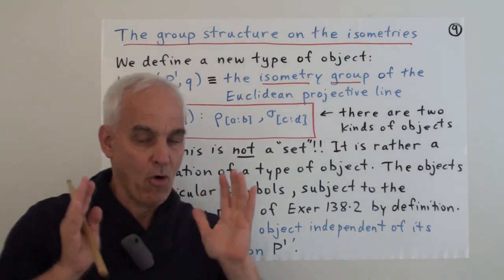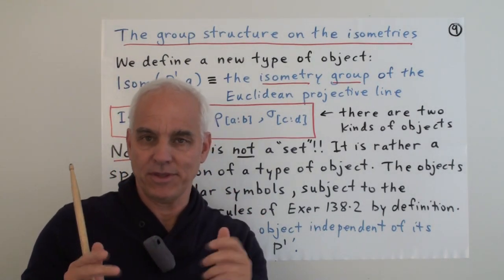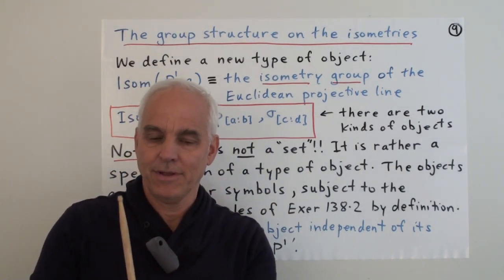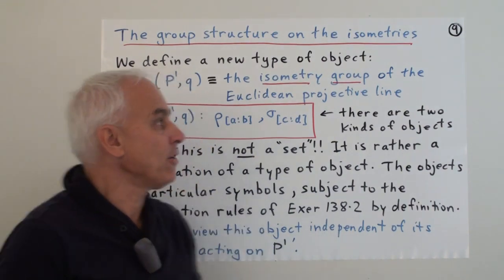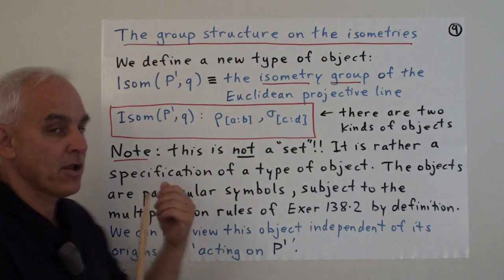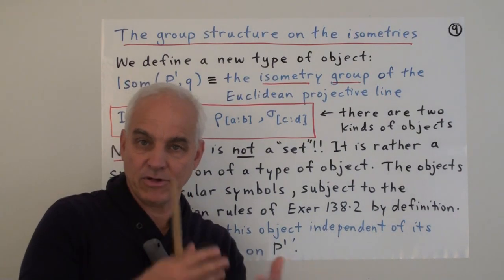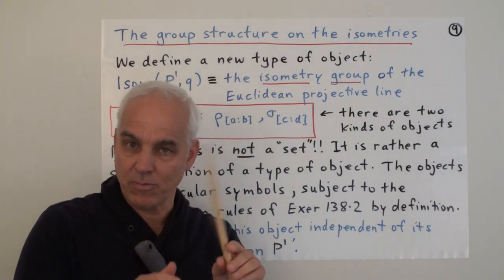Okay, so now we want to formalize what's going on here with this group structure. So we're going to introduce the idea of a group in the context of this isometry situation for our simple projective line.